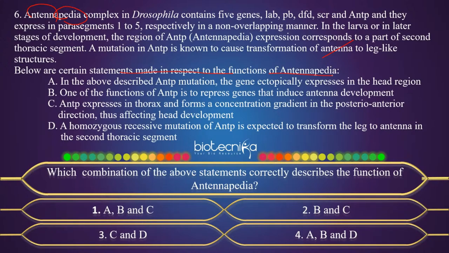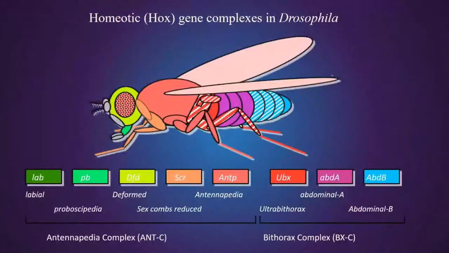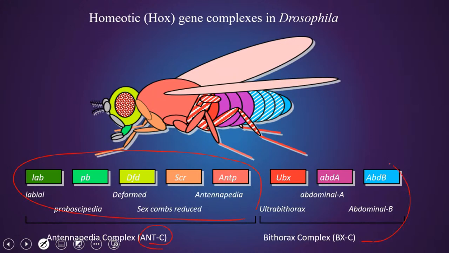So I'll move on a little bit fast now. Let me explain. See, these are the homeotic gene complexes in Drosophila. These are all responsible for forming all the parts that you see: wing, legs, antenna, mouth, whatever. This entire part is a complex, which is the antennapedia complex. And this entire thing is another complex, which is the bithorax complex. Together, these will make the abdomen. The magic of homeotic genes is that however they are present in the gene sequence, in the same way they will be expressed in the body.